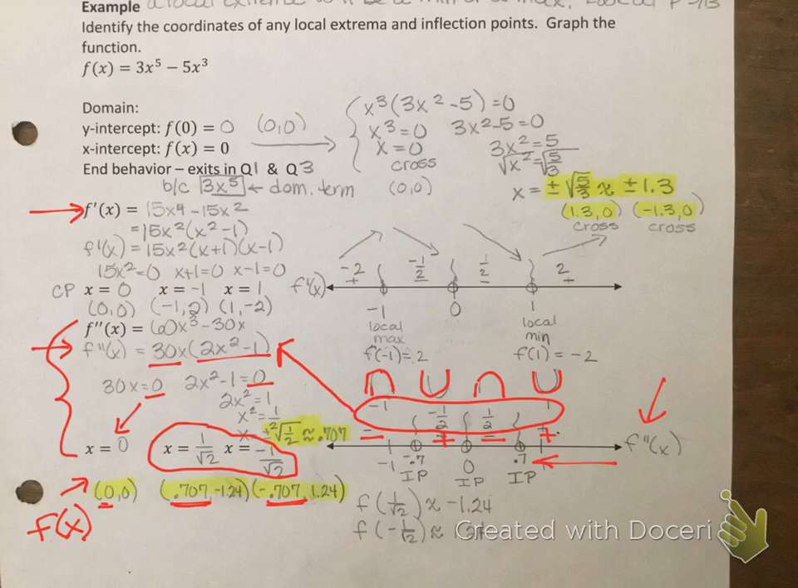From here, I can tell that I must have an inflection point right here because my concavity changed from down to up. I must have an inflection point right here because my concavity changed from up to down. I can tell I must have an inflection point right here because my concavity went from concave down to concave up.